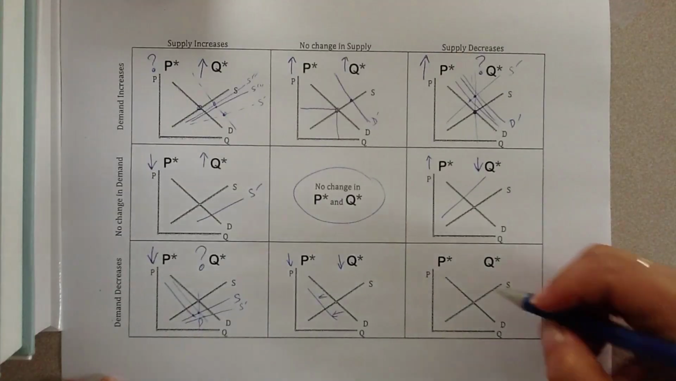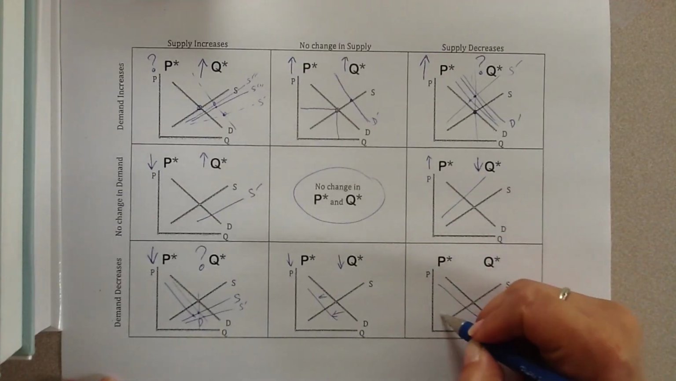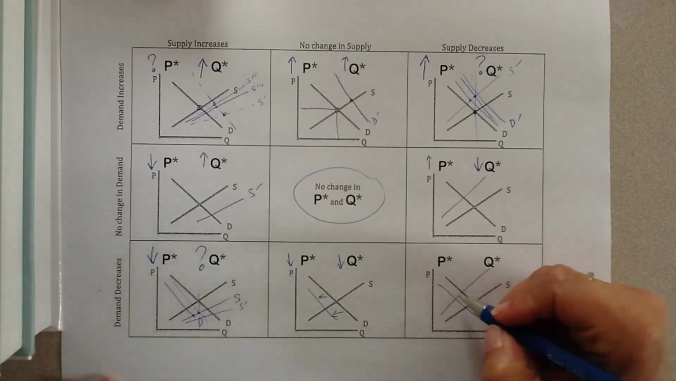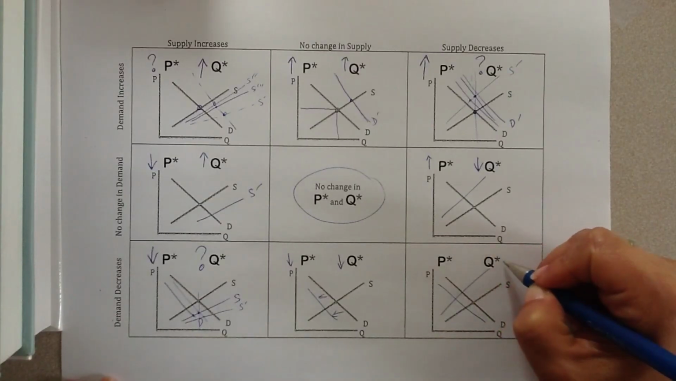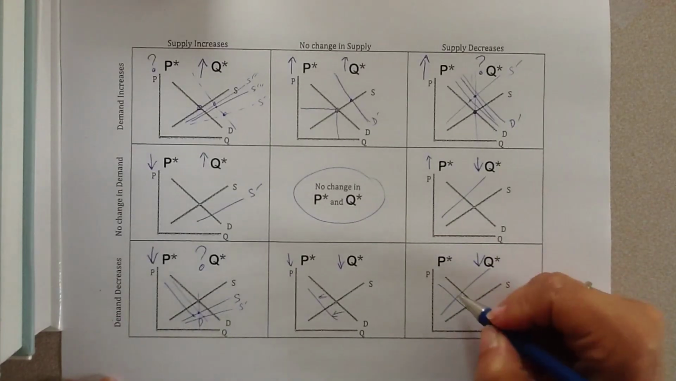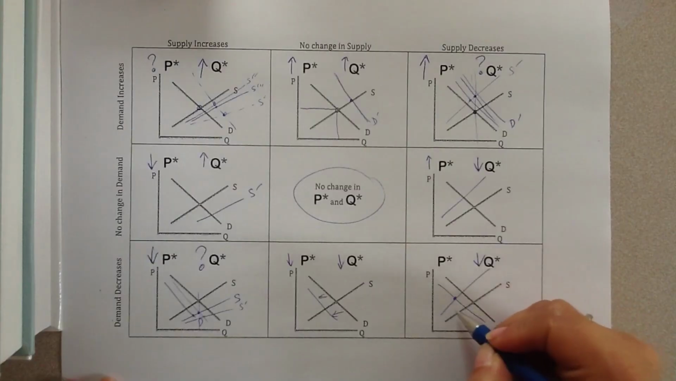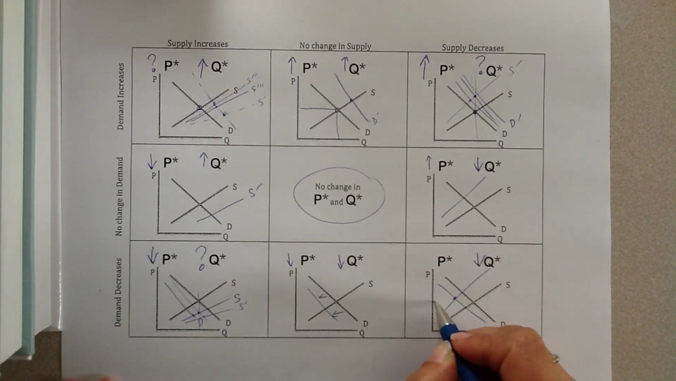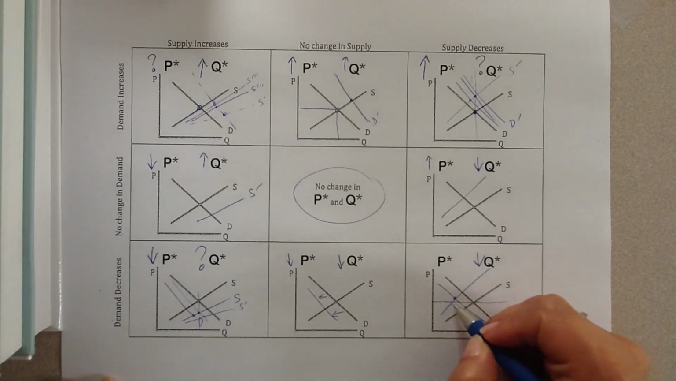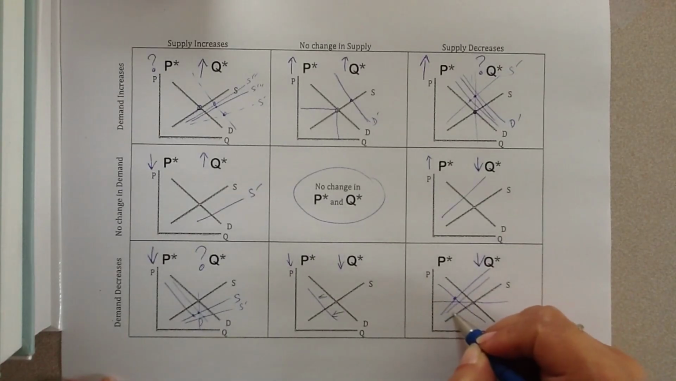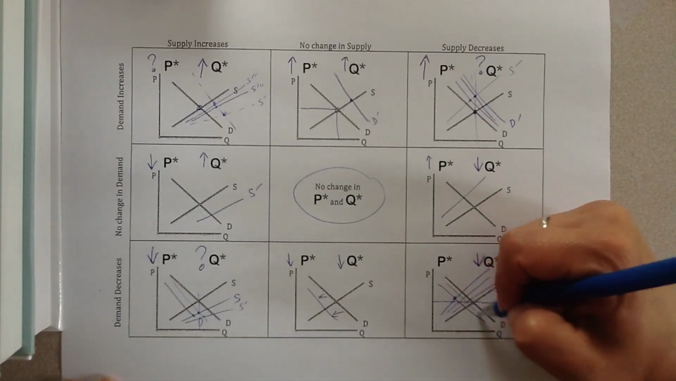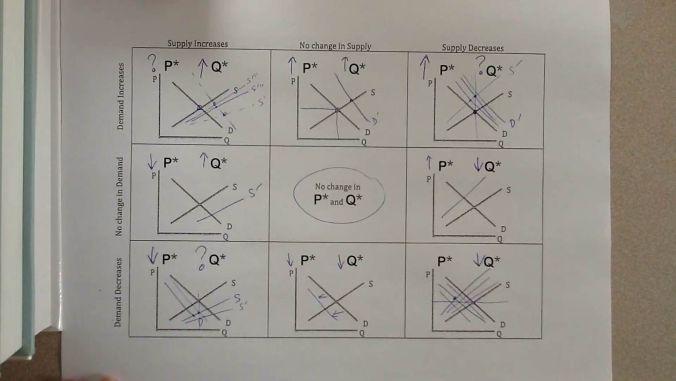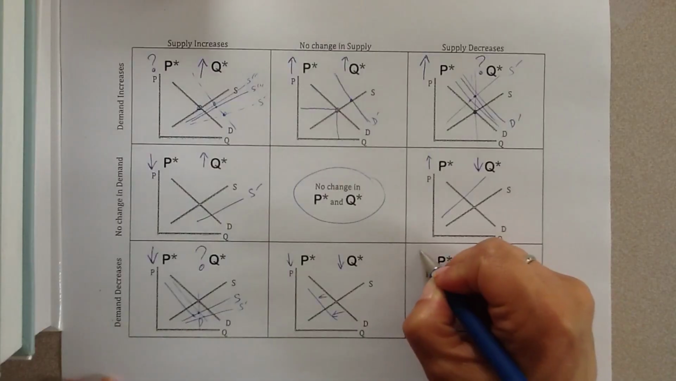And then here, when both of them decrease, we're going to have a lower quantity. But price here could be higher. Right? There's our original price. We can have the same price, we can have a lower price, just depending on exactly what combination of size changes happen on the demand side and supply side.